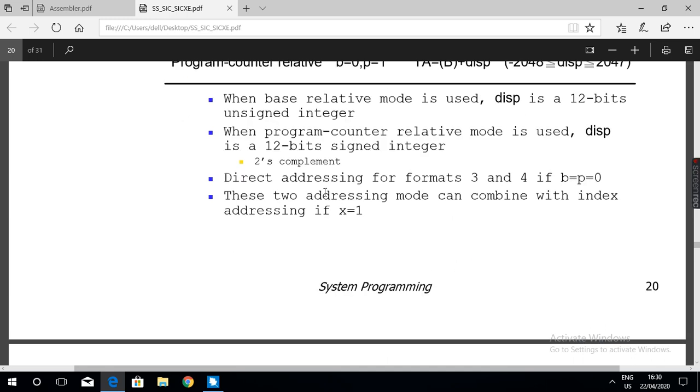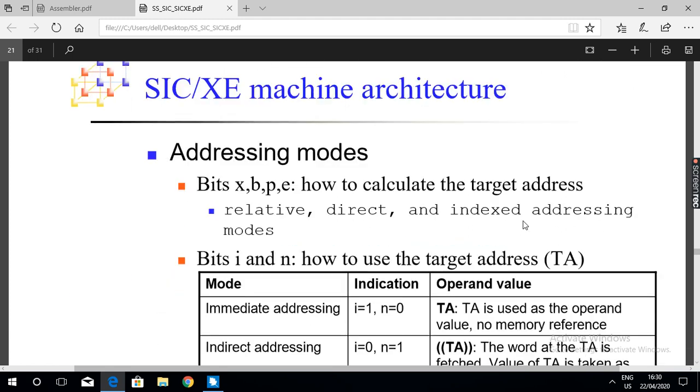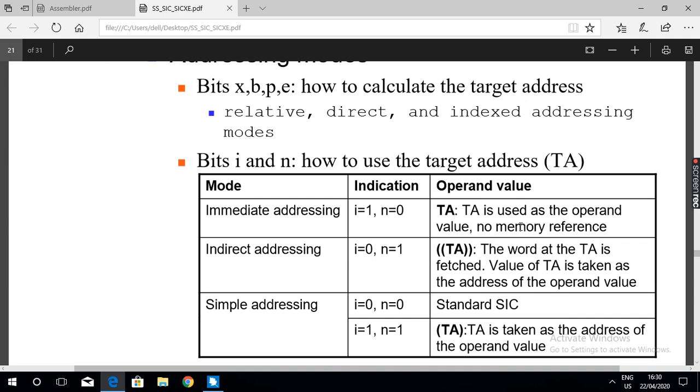So direct addressing for format 3 and format 4: B equals 0 and P equals 0. For indexed addressing, X is set to 1. So it is clearly specified here.